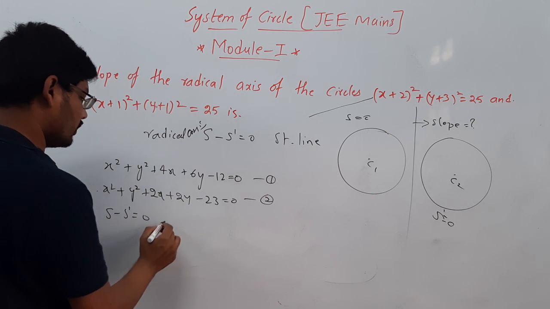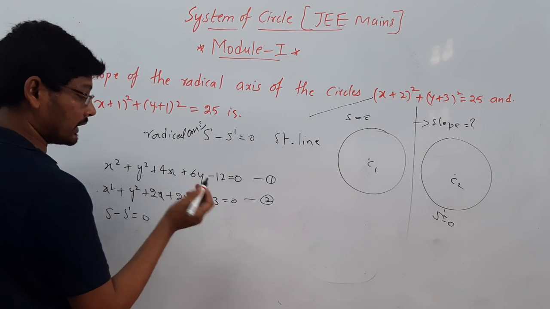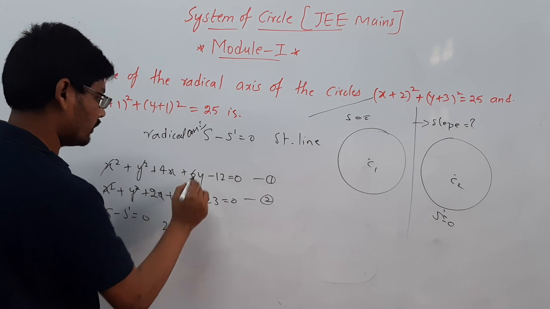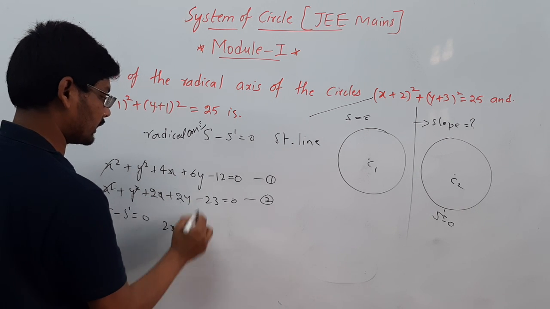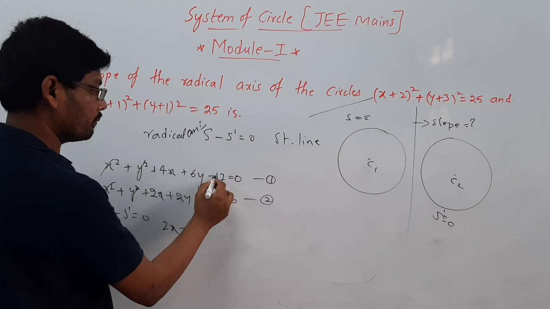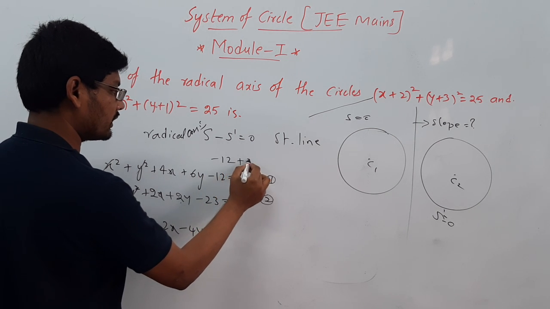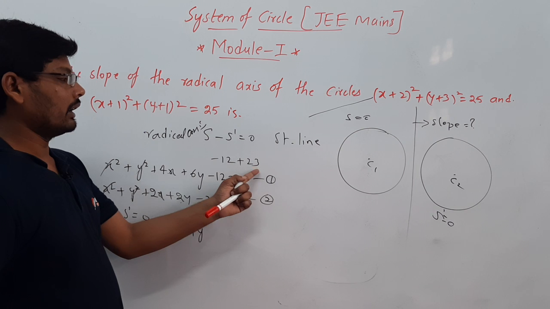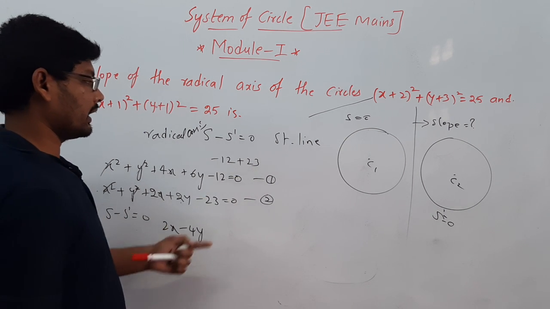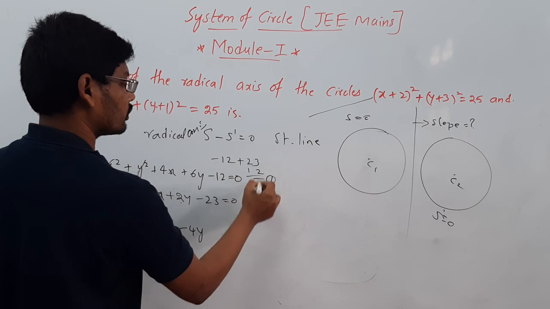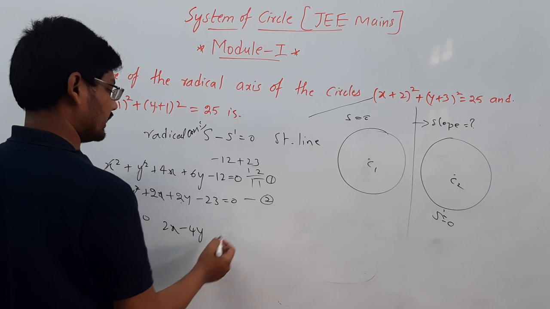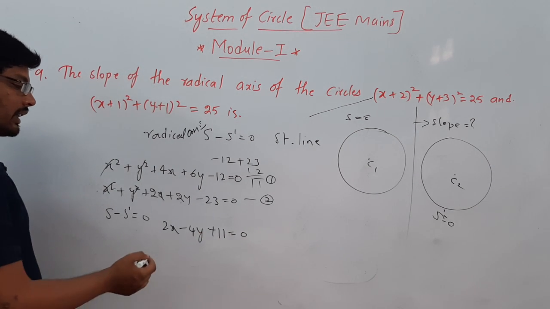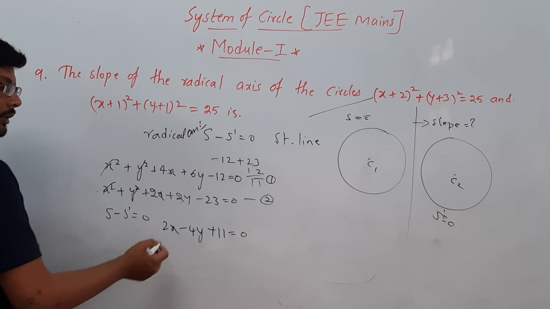Let's subtract. Directly I am subtracting; x square and y square cancel here. 4x minus 2x is 2x, 4y minus 2y is 2y, wait, 6y minus 2y is 4y, and minus 12 minus minus 23 becomes minus 12 plus 23, that is plus 11. Here it is in the form of ax plus by plus c.